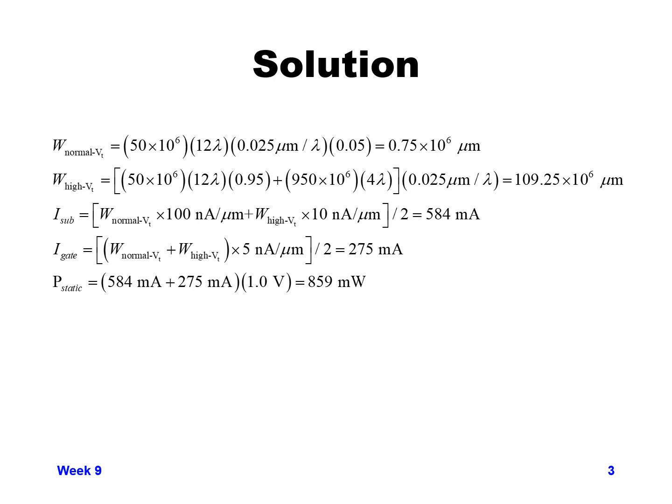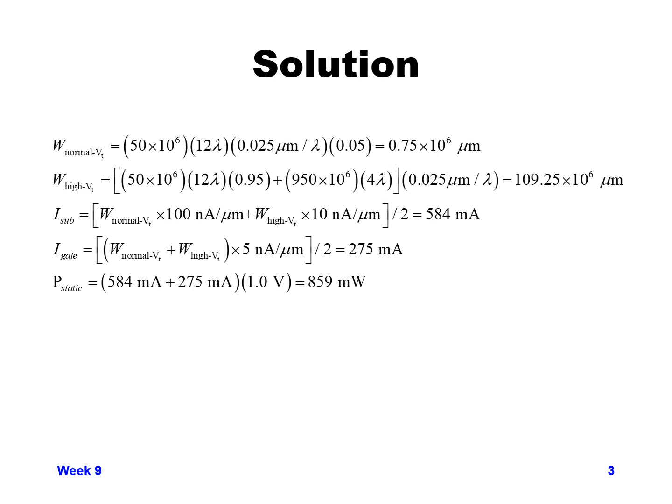We said only the logic transistors would be normal VT and only 5% of them. So we had 50 times 10 to the 6th, or 50 million, logic transistors. Their average width was 12 lambda, and then of course our process was 0.025 microns, or 25 nanometers, per lambda, and then only 5% of them were normal VT. So we multiplied that by 0.05. That gives us 0.75 times 10 to the 6th microns of normal VT transistor width.